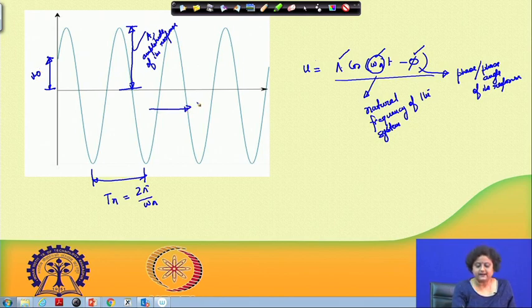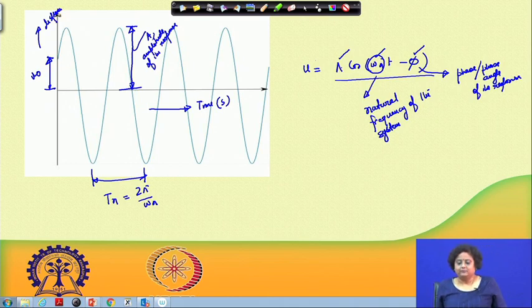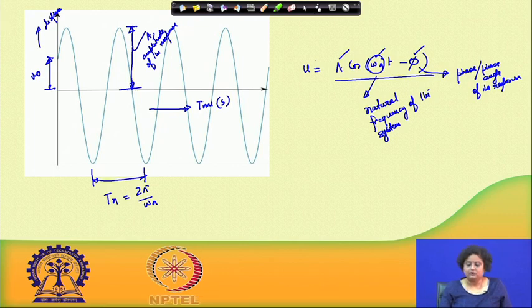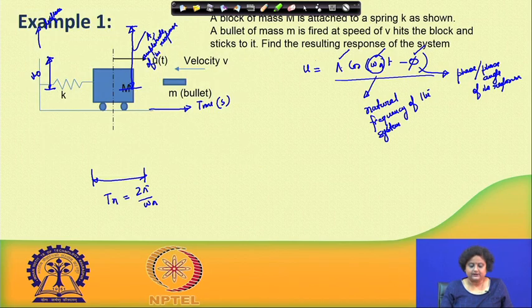This is the time axis, I forgot to mention, and this is the displacement axis. So now, we know how to find the response of the single degree of freedom system under initial condition and under no externally applied force. So, let us now solve certain problems.